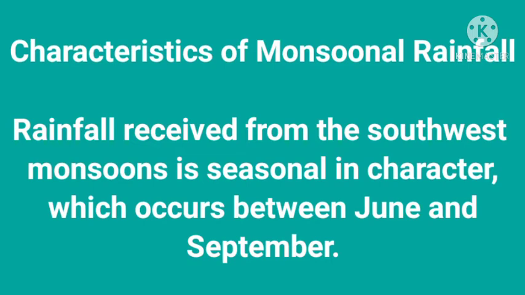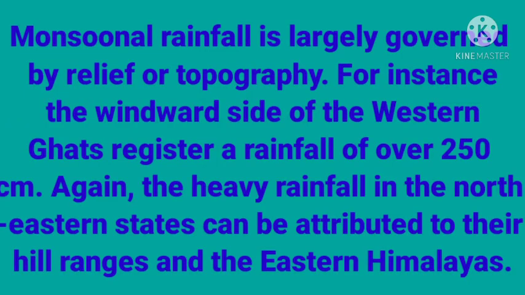Monsoonal rainfall is largely governed by the relief or topography. For instance, the windward side of the Western Ghats registered a rainfall of over 250 centimeters. Again, the heavy rainfall in the northeastern states can be attributed to their hill ranges and the eastern Himalayas.